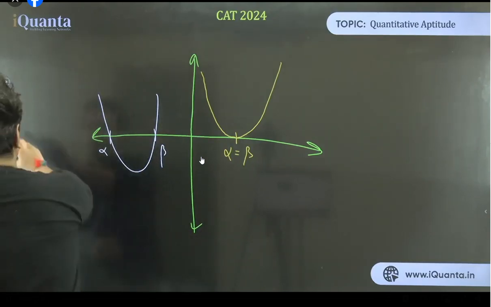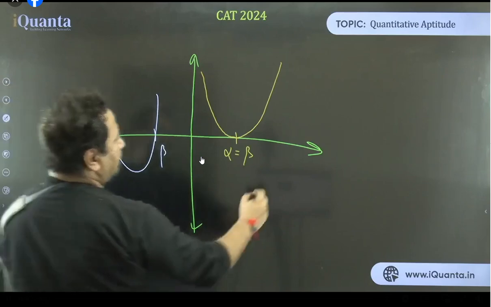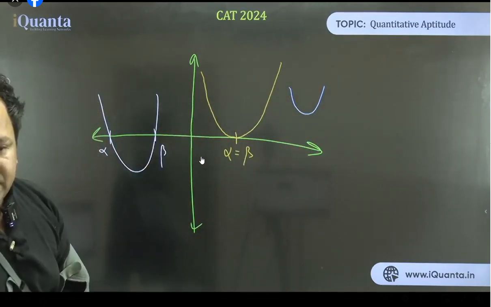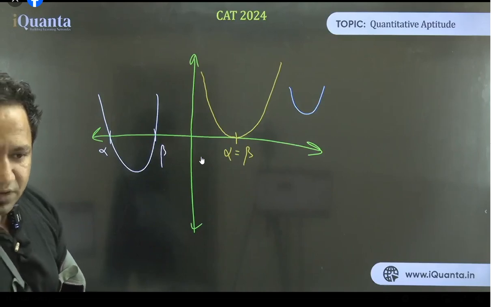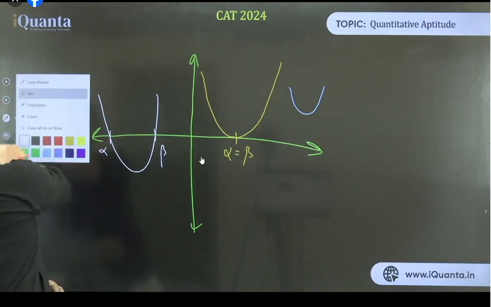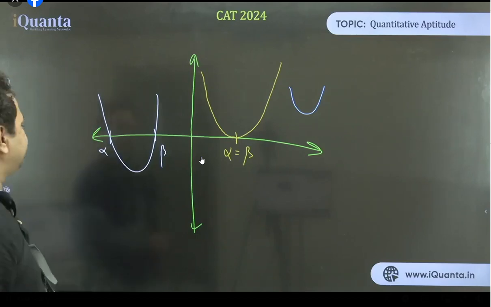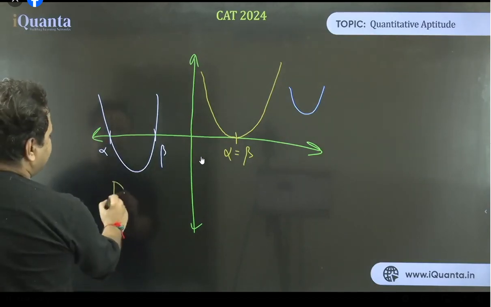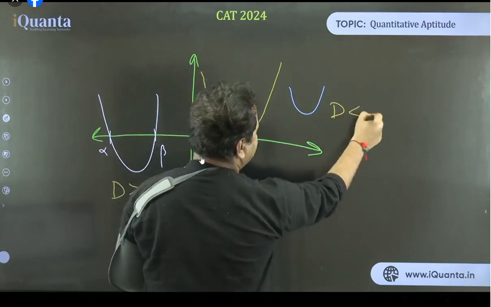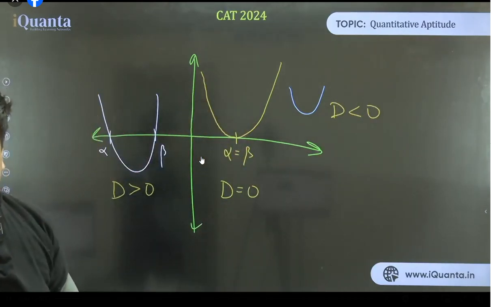I'll change the color. Let me take blue. This is also a case. Here, the roots are imaginary or complex. Got it, everyone? Perfect. Any doubt till here? In the first case, the discriminant is greater than 0. Here, the discriminant is equal to 0. Here, the discriminant is less than 0. So all of us understand this now.